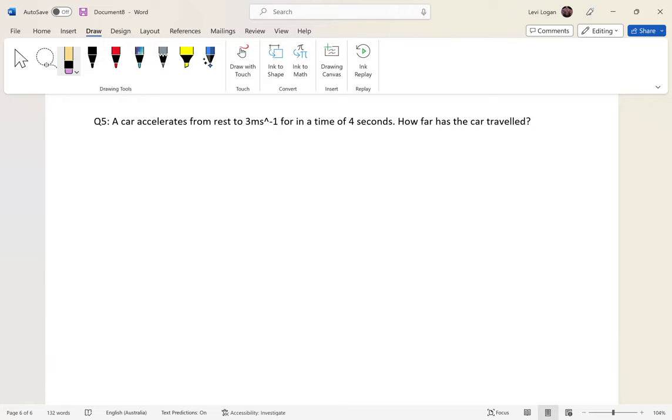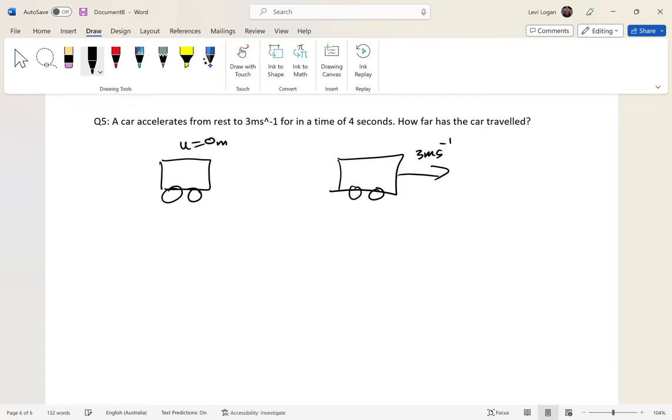Alright, so basically what this is saying is a car's at rest here, and 4 seconds later it's traveling at 3 meters per second. So that gives us a u and our v straight up, and it also gives us a time. So u is 0 meters per second, v is 3 meters per second, and t is 4 seconds. So all we gotta do is find s. That's all it's asking for. It's not asking for acceleration, right?